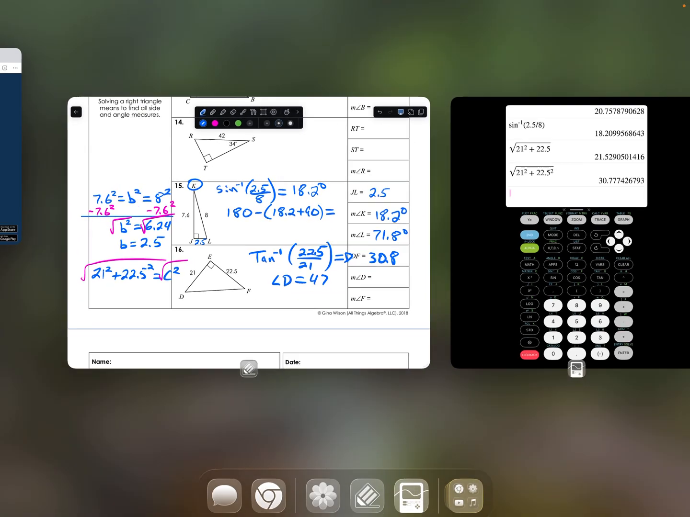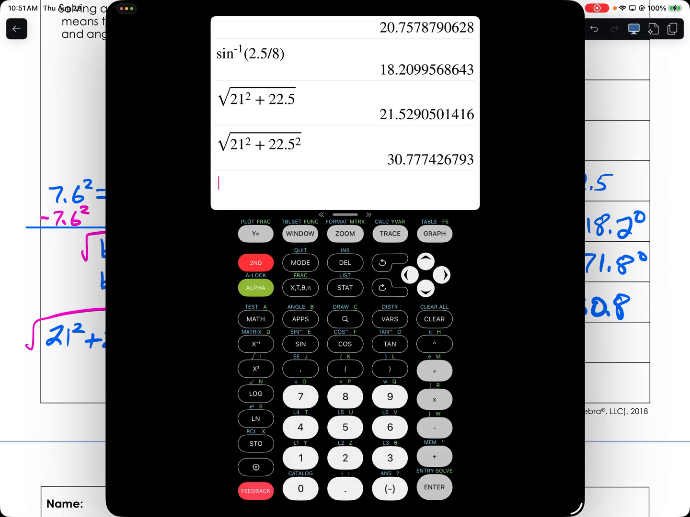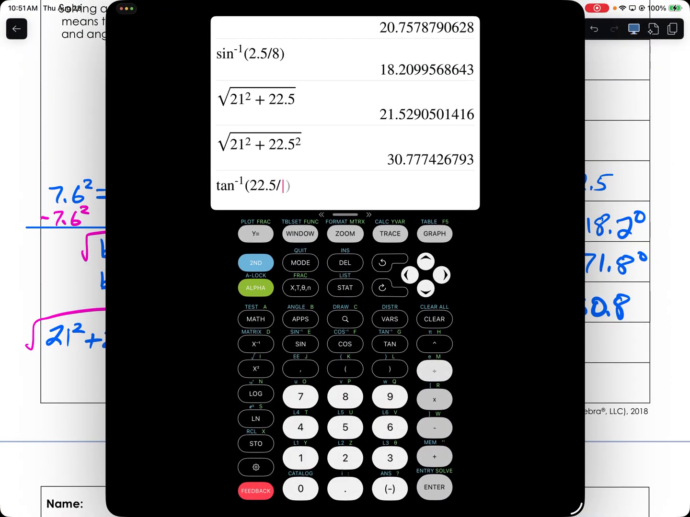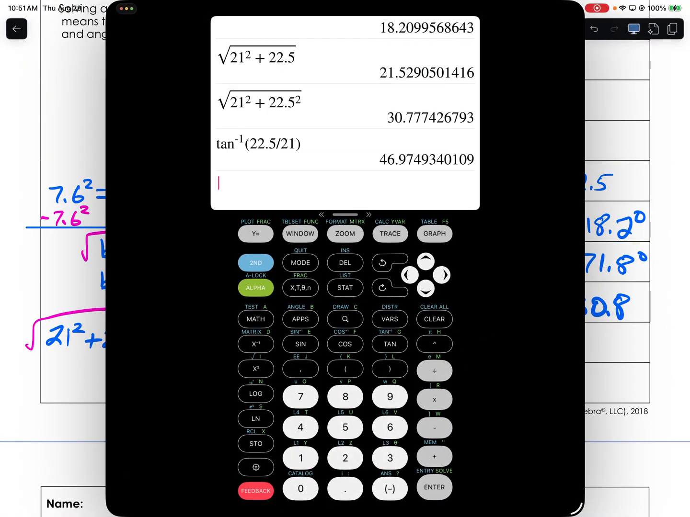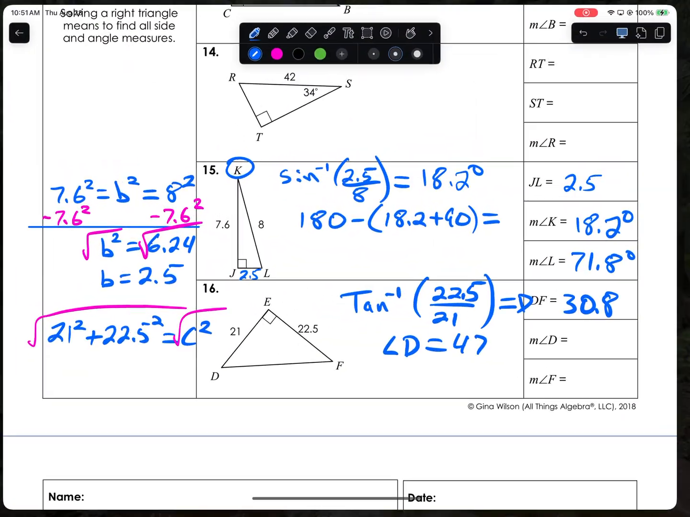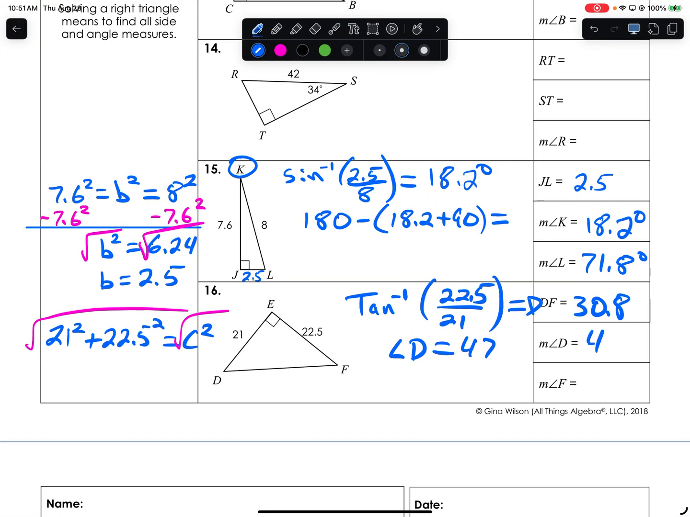I'm just going to plug that in and double check. So second tan, 22.5 divided by 21. Right? 47 rounded to the tenths. Okay? So if that one is 47, what's F? You can do that in your head. 43. Right? So all I'm doing, I know I already have 90, right? So I'm thinking 47 plus what is 90? 47 plus 43 is 90. Right? You could show the step if you need to.